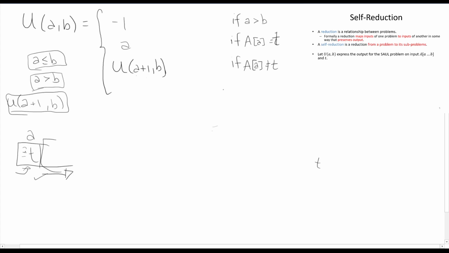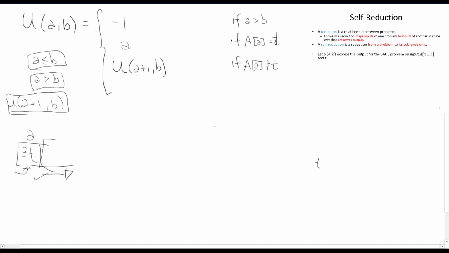Okay, now we've already confirmed here that the target element is not the element in position A. If this recursive subproblem comes back and says -1, then that means it's not in position A plus 1 to B either. So we have confirmed it's not in position A to B, so the right answer here is indeed -1. So again, if this subproblem says -1, then the right answer is -1.